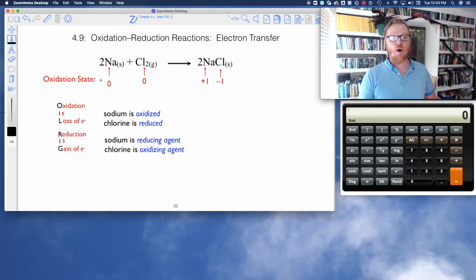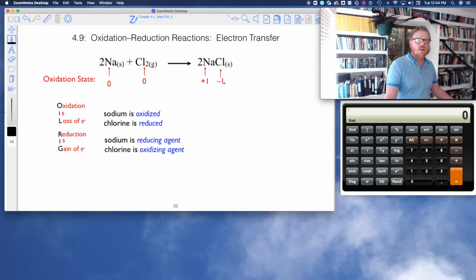Okay? So if I were to go through and do the oxidation state of each atom in this reaction, we know sodium is in its elemental form, so it's 0. Chlorine, Cl2 gas, that's its elemental form, so that's 0. And now NaCl, we know that sodium in sodium chloride is a cation with 1+ charge, right? So meaning its oxidation state is +1. And we know chlorine in sodium chloride is 1- charge, so it has a 1- oxidation state.